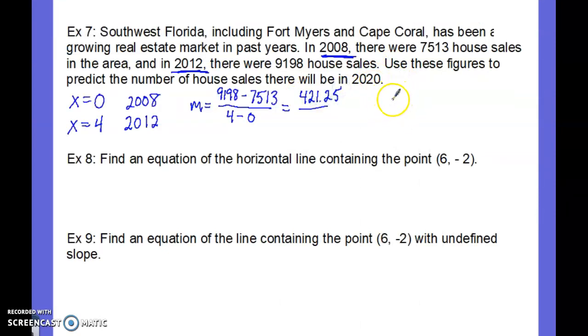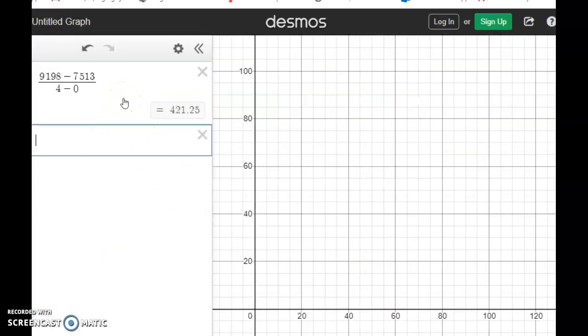And so what I can do is I can write an equation, 421.25. Now, let me do this really quick for you. If the y-intercept is always the y value when x equals 0, and I let x equals 0 be 2008, then it makes sense that your y-intercept will just be that 7513. So now when I go back to Desmos, I can just type into my equation 421.25 x, plus 7513.